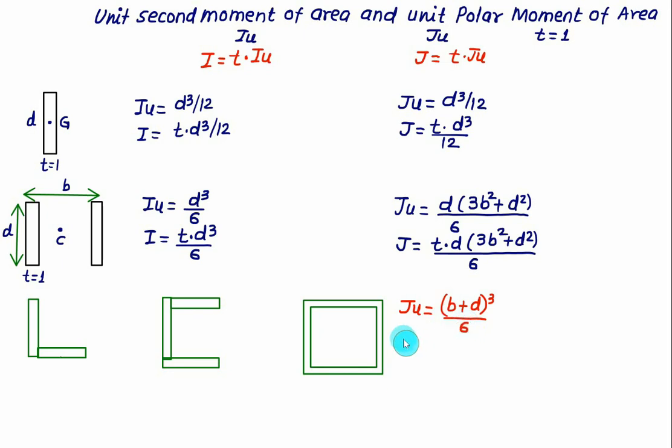And the unit second moment of area Iu is given as d square by 6 into 3 times (b plus d). Actually it's a time-consuming process, otherwise we can derive all these equations. Simple two equations we have derived. So whenever you have to solve a problem, you can take the table's help and use the value of unit second moment of area multiplied by t to find the total moment of area. Then you can use the unit polar moment of area, that is the value of Ju multiplied by t, to obtain the value of total polar moment of area.